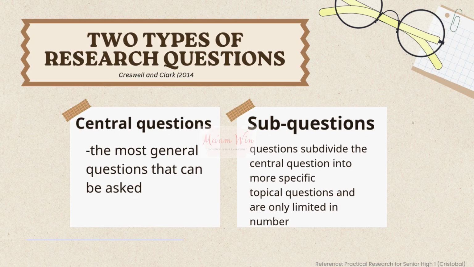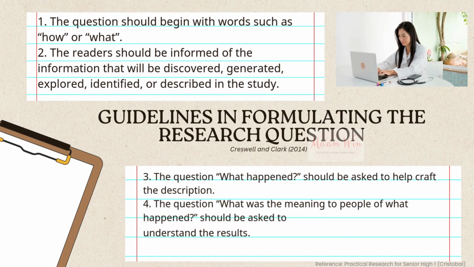2 types of research questions according to Creswell and Clark 2014. The central question, this is the most general questions that can be asked. And then second, we have the sub-questions, questions that subdivide the central question into more specific or the topical questions and are only limited in numbers.